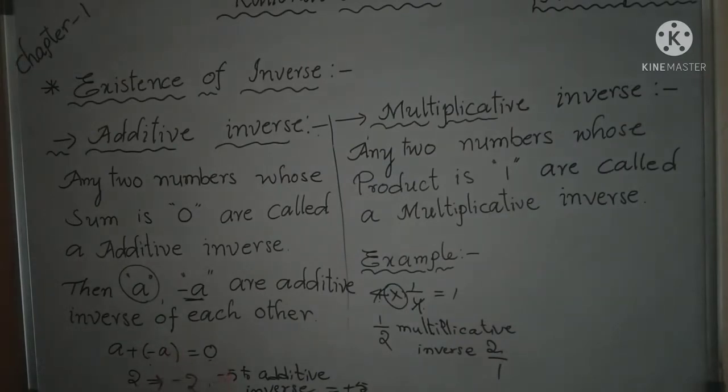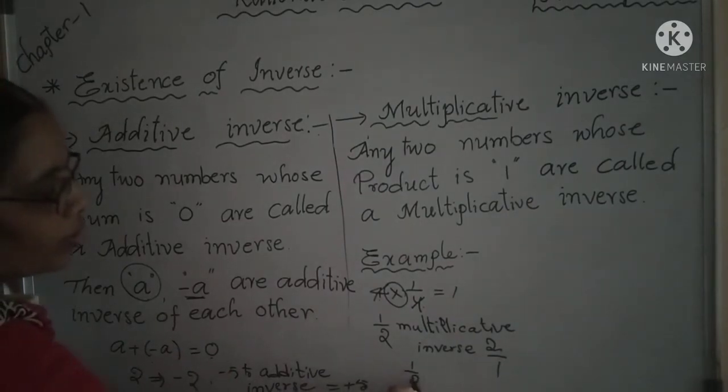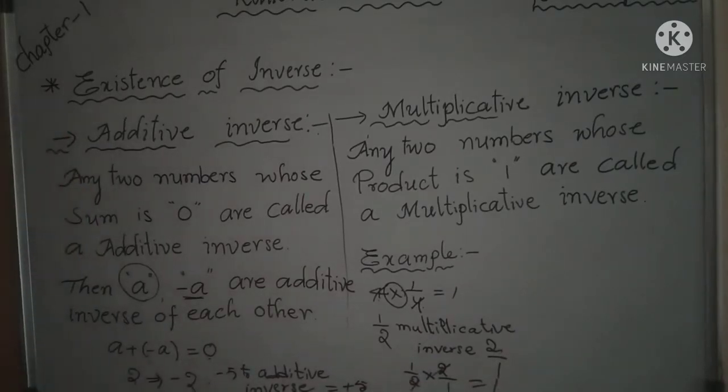So here 1 by 2 into 2 by 1: 2 cancels, remaining 1. The product is 1. Understand here? Additive inverse and multiplicative inverse, understand? Okay. Next we will start exercise 1.1.